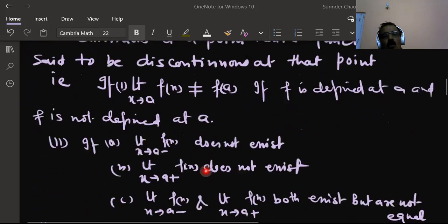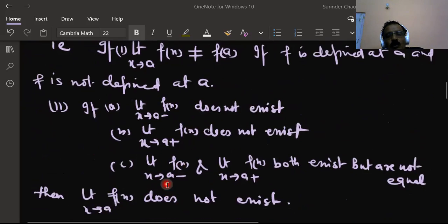And if the left limit as x tends to a from the negative side does not exist, or the right limit as x tends to a from the positive side does not exist, or both do not exist, or both exist and they are not equal, then the function is also discontinuous.